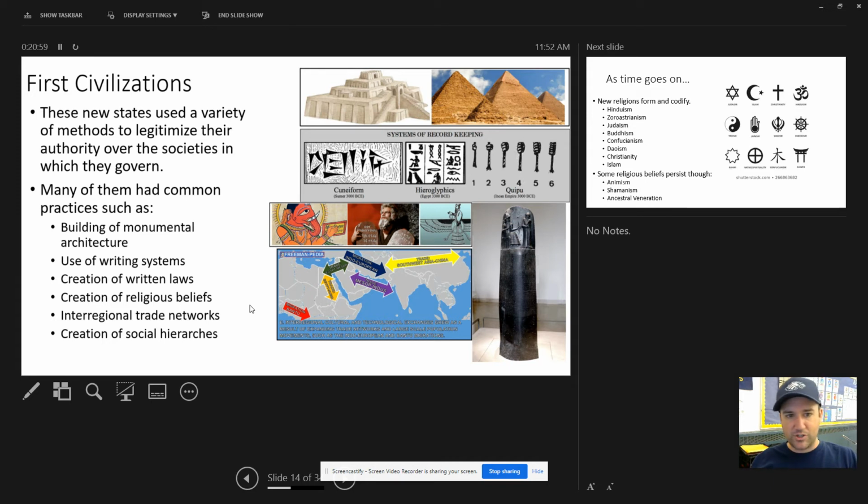There's a creation of religious beliefs, and we'll talk more about religions a little bit later, but some of the earliest religious beliefs start in this early time period, these early civilizations, such as Judaism, Zoroastrianism, the Vedic religions, which kind of end up becoming an early part that Hinduism is based off of. So there's a lot of things that are going on there. And there's a lot of interregional trade.